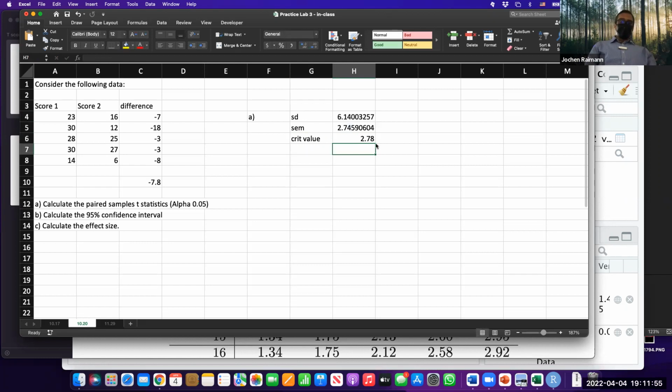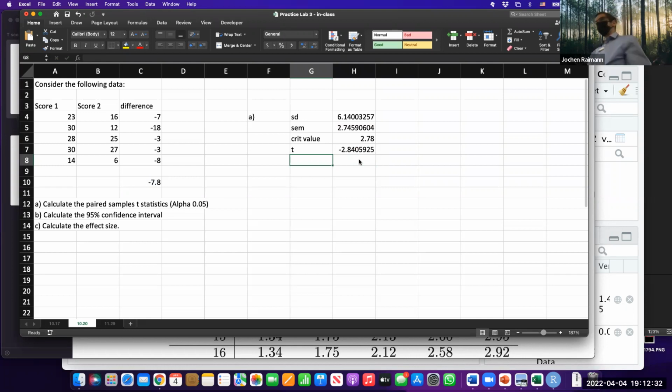Sure. Now the calculation of a t-score is essentially your difference divided by the standard error of the mean, as we know. Wait, how do you get the critical value? By reading it in the t-score table. The t-score is C10 divided by H5. Yep. So the t is now minus 2.8.